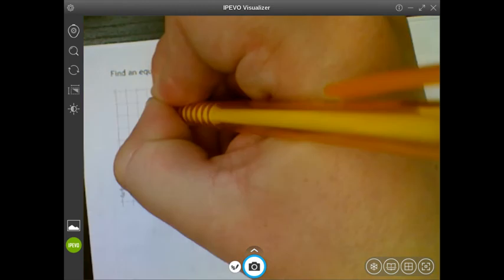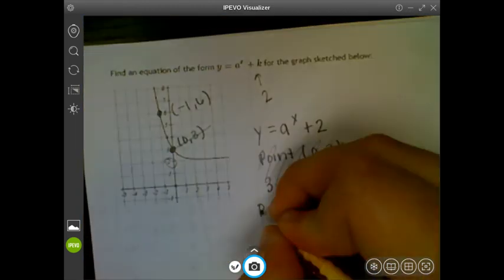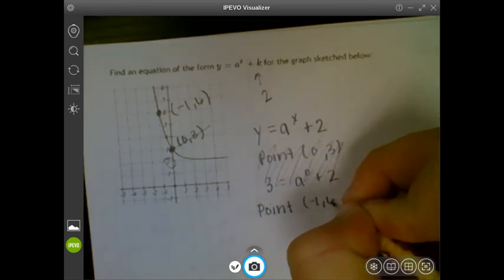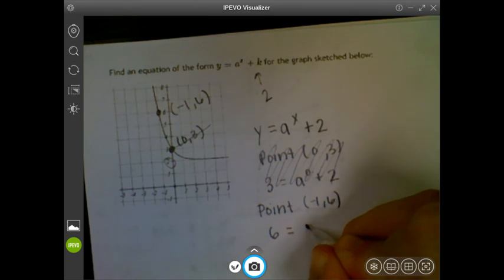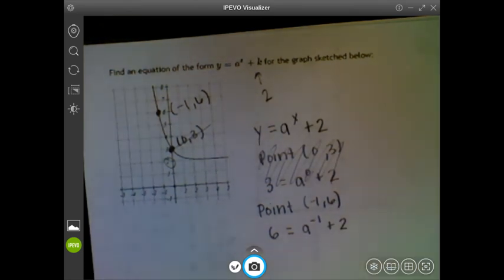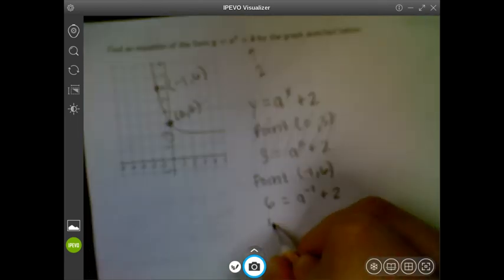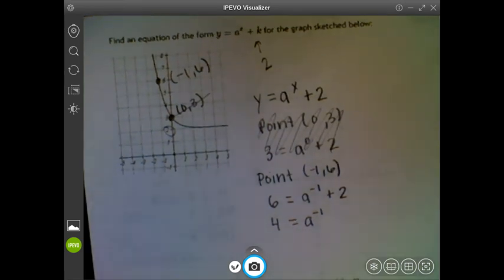I see one right here. That's a nice point, at (-1, 6). So I'm going to try this new point, plug it in for x and y, and see what happens. Now we have 6 equals a to the -1st plus 2. You can solve this by subtracting 2. So 4 equals a to the -1st power.